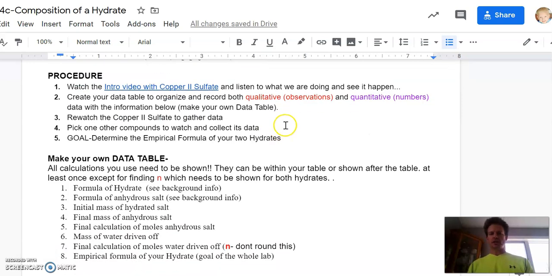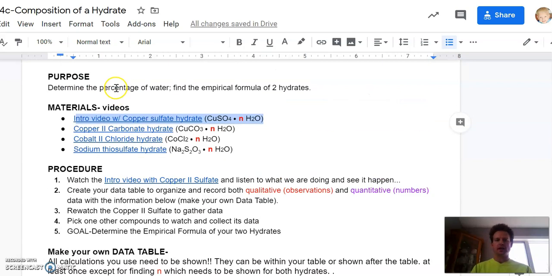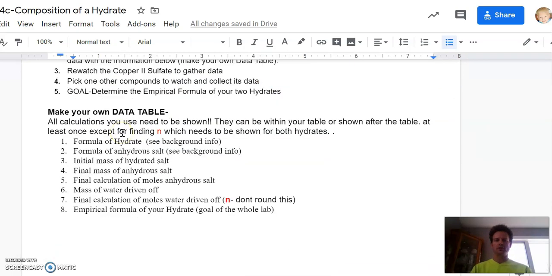So watch the video. I'm having you create your own data table. The information I want is here, but you can put it in whatever order you want. So create the data table, probably re-watch to take the data later once your data table is done, but I want you to watch this initially just to kind of see what's going on. Okay, what types of things should I take? And then pick one of these others, you know what to do. Or if you have a group of 3, pick 2 more to do. And then you're going to show me this data.